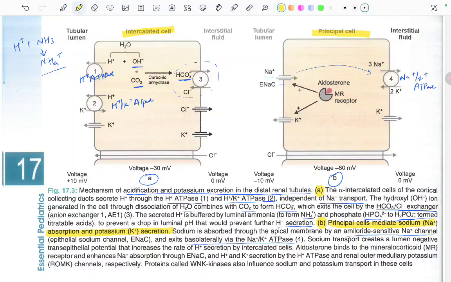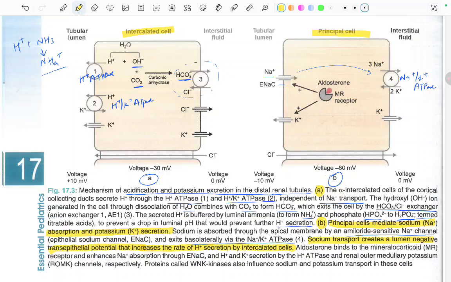Sodium is being transported inside the principal cell, so the positive charge is decreased in the lumen. We have to balance the charge, right? If a positive charge is coming inside, then a positive charge should move outside also. So sodium transport creates a lumen negative transepithelial potential that increases the rate of H plus secretion by the intercalated cell. To balance out the sodium coming inside the principal cells, the intercalated cells secrete more H plus.